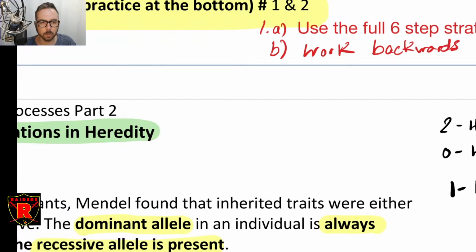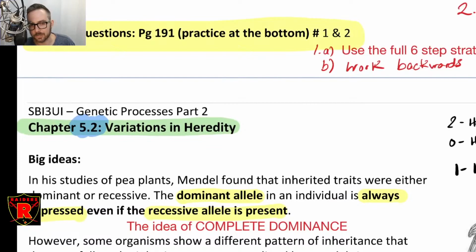And everything that Mendel worked with exhibited complete dominance. But that is not the only relationship between alleles in nature. Not everything is complete dominance. So I'm going to talk about 2 other types of inheritance patterns. Okay, those are called inheritance patterns, or variations in heredity. This is chapter 5.2 in your textbook, by the way. And then we're going to do some practice problems associated with those variations as well.